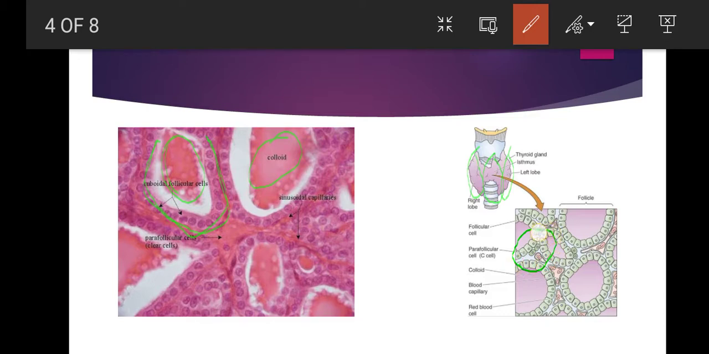So these are the parafollicular cells. Here also you can see the parafollicular cells.